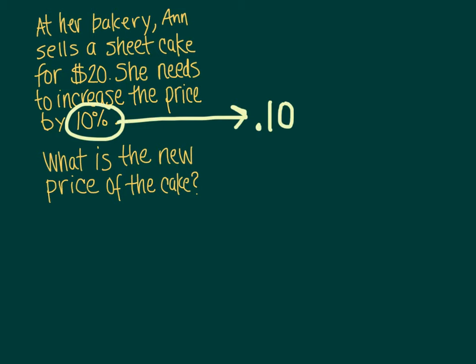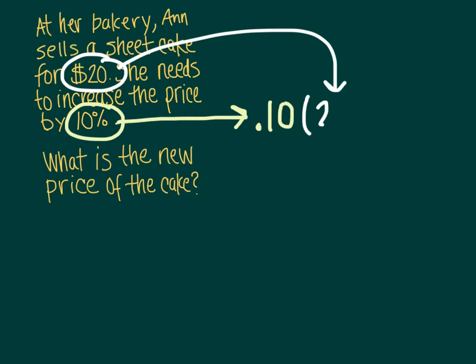Once we have our decimal version of our percent, to find 10% of 20, that just means to take 20 and multiply it by 0.10. We just have to multiply 20 by the percent written as a decimal. So we can take our 20 and we're going to do 0.10 times 20. So right here we're finding 10% of 20. And if we do that multiplication, 0.10 times 20, we get 2.